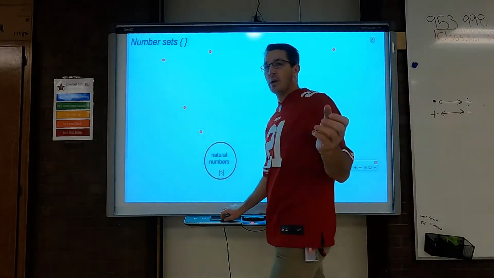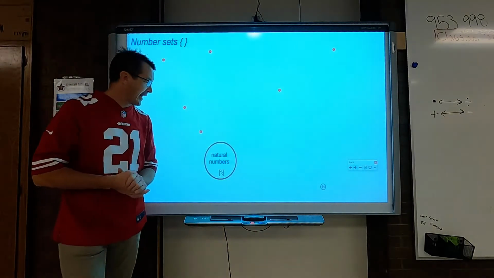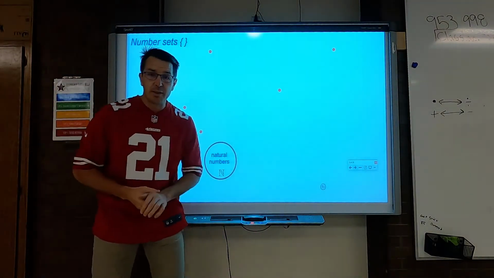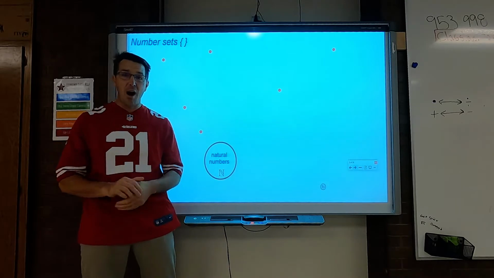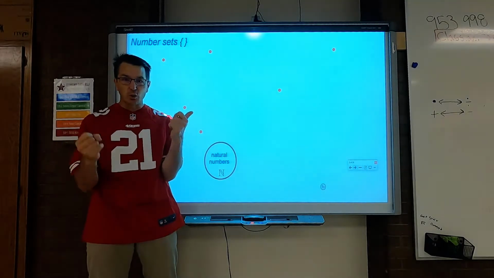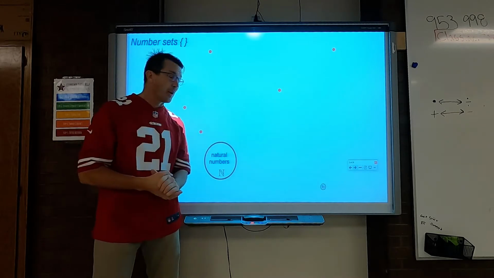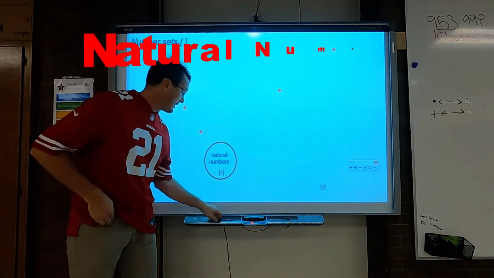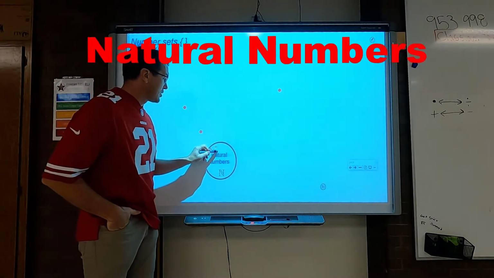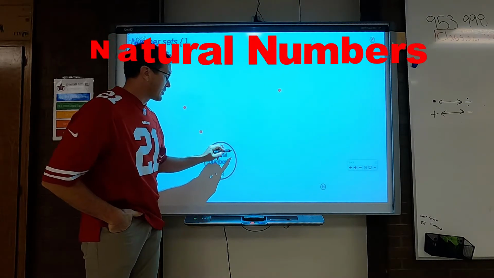So when you were a little kid, you came home from school and you said, Mom, Dad, I can count. And you go, 1, 2, 3, 4, 5, 10. And they're like, oh, you're so smart, have a cookie. What you were doing is called natural numbers: 1, 2, 3, etc.